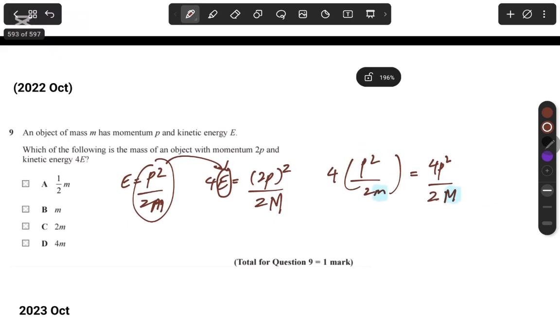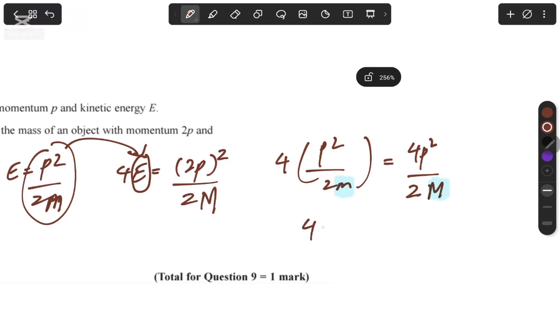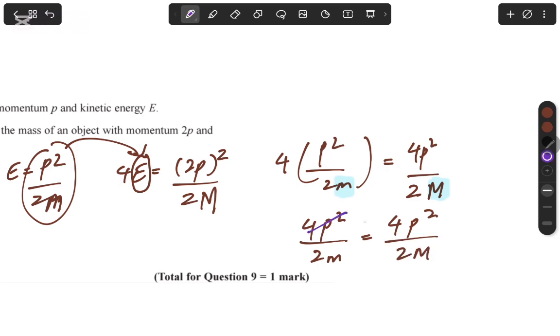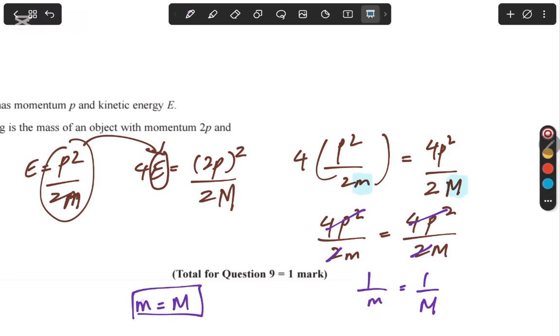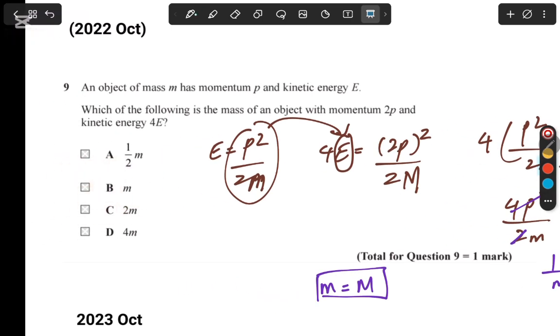So let's see after simplification what we get. We're going to get 4p squared by 2m is equal to 4p squared by 2M. This gets cancelled out, this 2 gets cancelled out. So we're going to get 1 over small m is equal to 1 over capital M. We're going to flip both sides. We get small m is equal to capital M. So even though I said that they were distinct, and that's why I wrote this as small m and capital M, turns out they're the same. So the answer is going to be B.